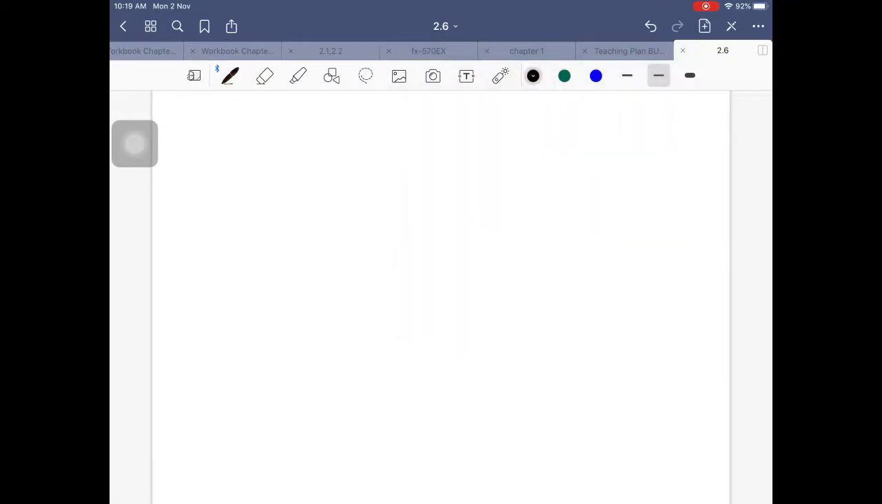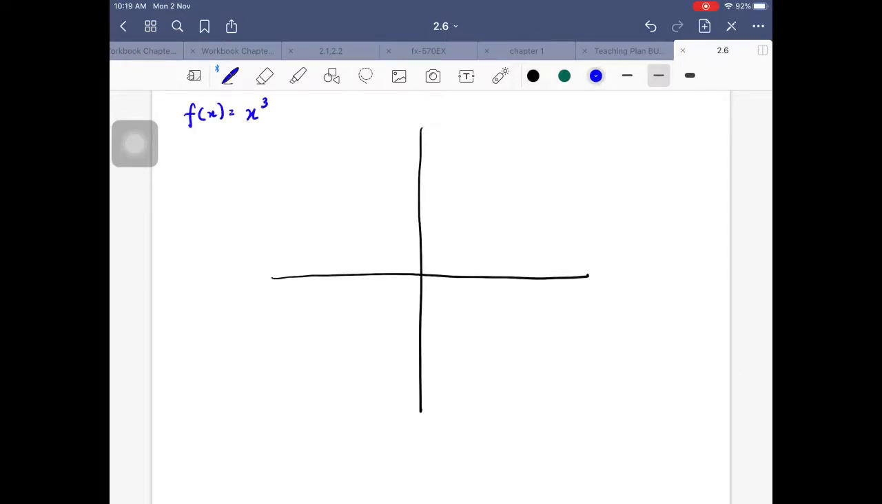Let me start with the axes first. Let's suppose this is my axes and I have a graph of f of x equals x cubed. The graph of f of x equals x cubed is going to look like this. Let me draw that prettier. Okay, that's roughly how it's going to look.